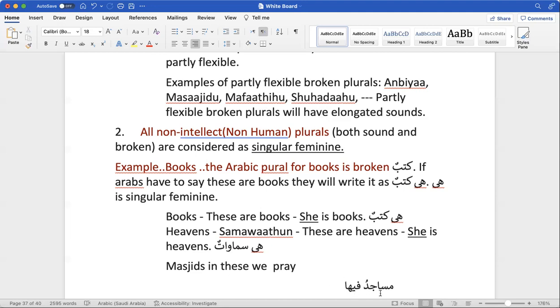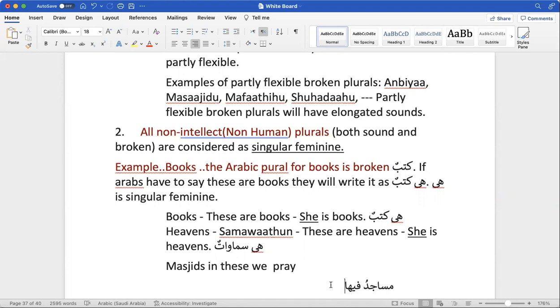Fi means in, ha means her. Ha is actually the attached pronoun version of the singular feminine hiya, right? So they'll use fi ha. So ha is referring to masajid. Why is it referring to masajid? Because masajid is a non-human broken plural, and they always treat it as singular feminine. So that's why ha has come here. Understood?